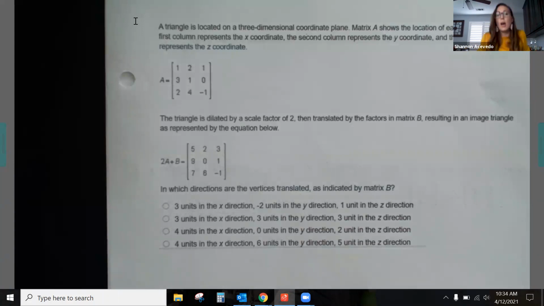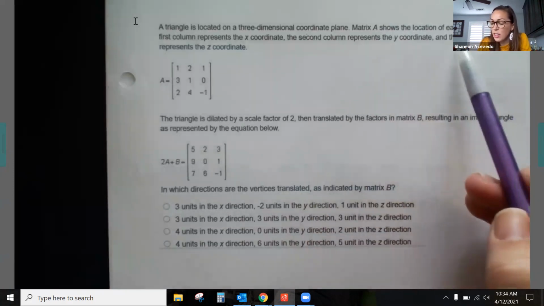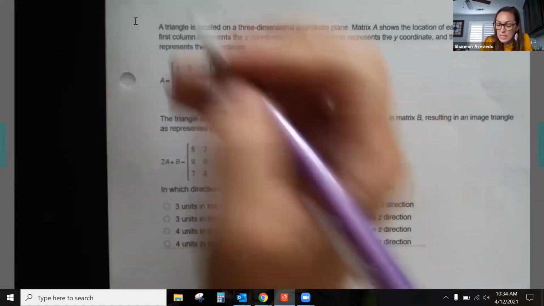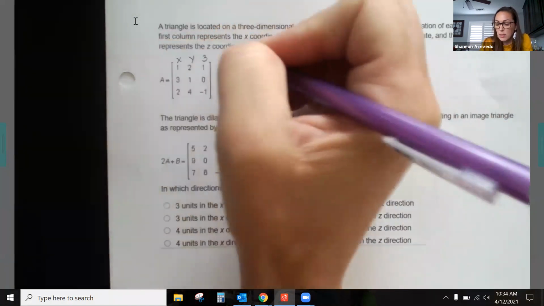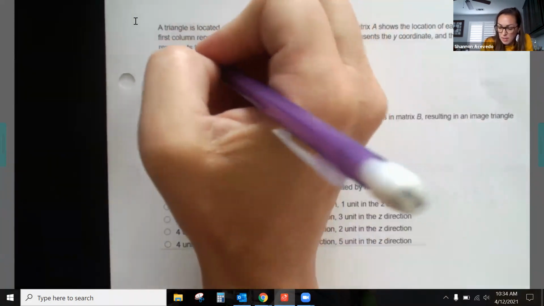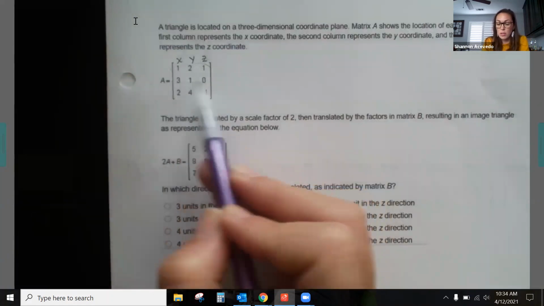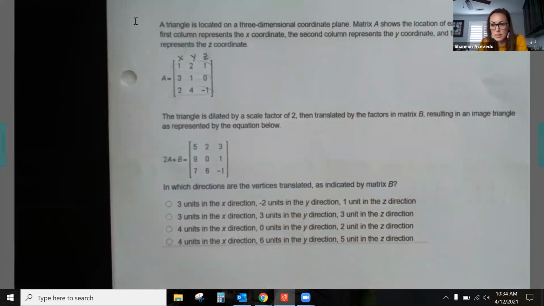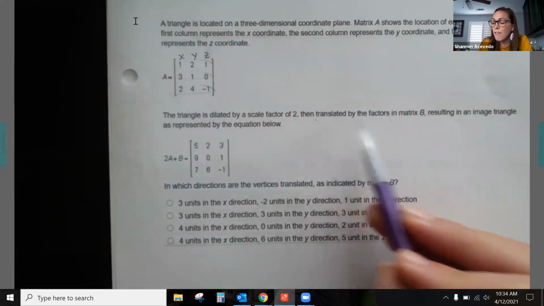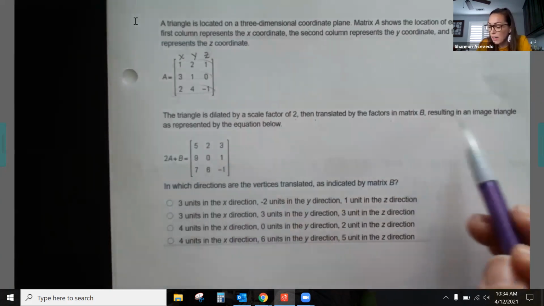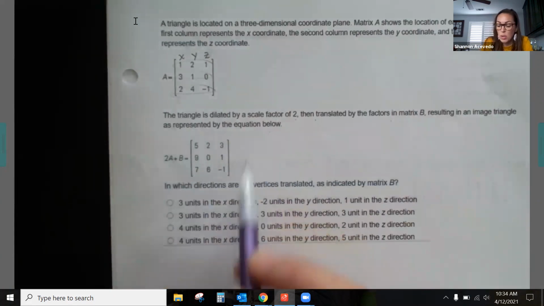z. So when we talk about this 3-dimensional triangle, it says that the matrix A shows each of the vertices, where the first column represents the x, the second column represents the y, and the third column represents the z. So this would be 3 triangle vertices. It says the triangle is dilated by a scale factor of 2, then translated, moved by matrix B, resulting in the image as represented below.